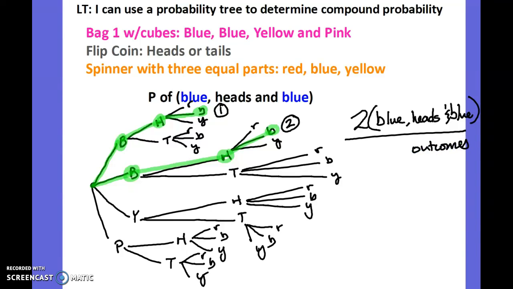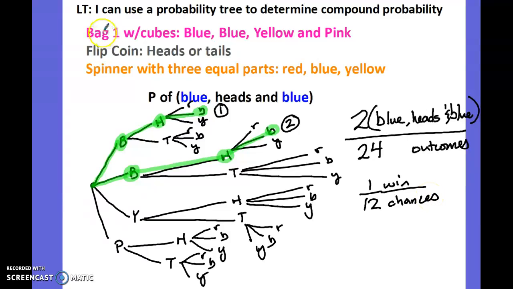You actually just count the end pieces: 1, 2, 3, 4, 5, 6. So we know there's 1, 2, 3, 4, 5, 6 there, 6 there. 3 more would make 9, 12, 15, 18, 21, and 24 outcomes. So the probability of getting blue, heads, and blue is 2 out of 24, or 1/12 if you want to simplify. 1 win out of 12 chances. And that's pretty much it.